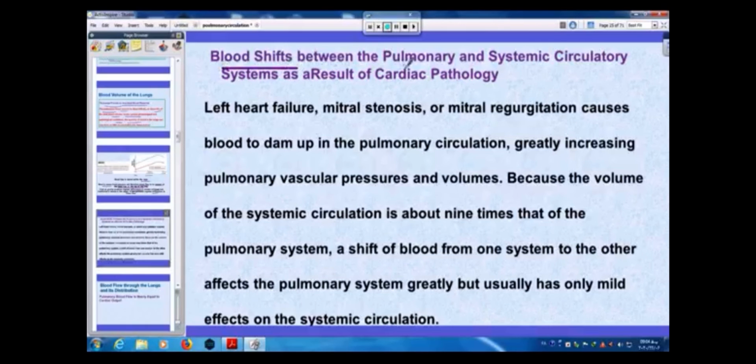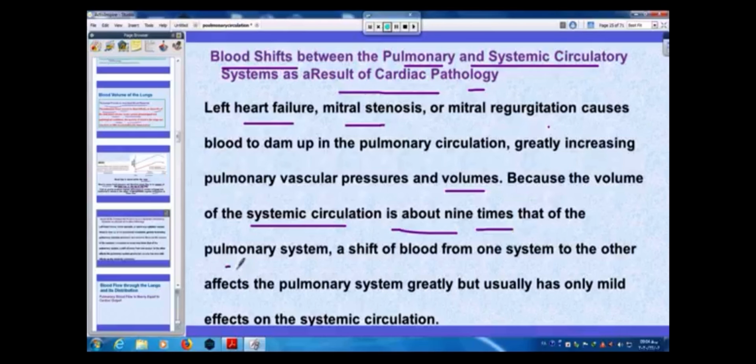Blood shifts between the pulmonary and systemic circulation as a result of cardiac pathology. In heart failure, mitral stenosis or mitral regurgitation causes blood to dam up in the pulmonary circulation, greatly increasing pulmonary vascular pressures and volumes. Because the volume of the systemic circulation is about 9 times that of the pulmonary system, a shift of blood from one system to the other affects the pulmonary system greatly, but usually has only a mild effect on the systemic circulation.